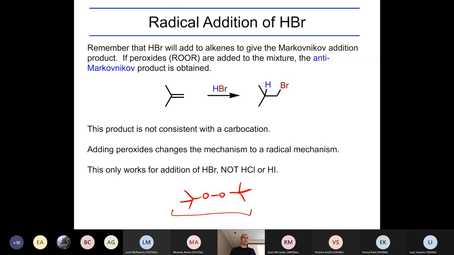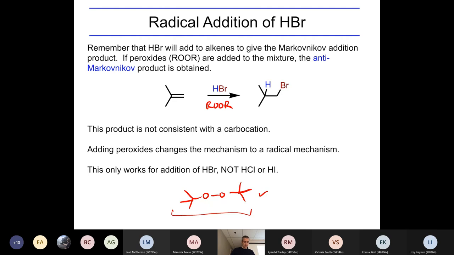But anyway, if you use a peroxide, and hopefully a peroxide that's not explosive, like maybe this one we have here at the bottom, that's usually how we write it, R-O-O-R, where R is just some alkyl group. It causes the same reaction to take place, addition of HBr, but it swaps the regiochemistry. It makes it anti-Markovnikov if you add the peroxides in there, which doesn't make sense with the carbocation.